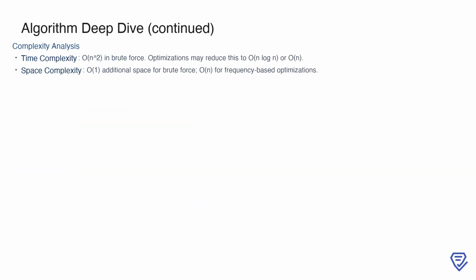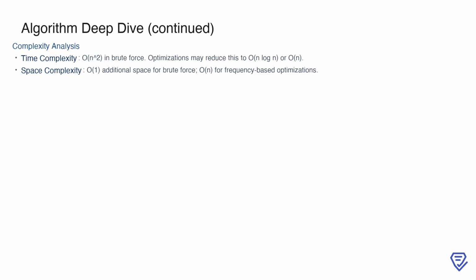Finally, let's analyze the complexity of the algorithm. The brute force method, with its nested loops, has a time complexity of n squared. This is manageable for small inputs but becomes infeasible for larger arrays. Optimizations like sorting and using a sliding window can reduce this to n log n, by limiting unnecessary comparisons. Alternatively, a frequency-based approach that leverages age counts allows us to achieve linear time complexity, n, for range queries.